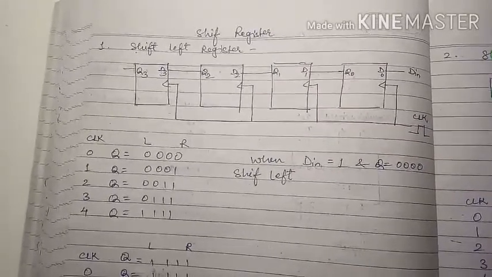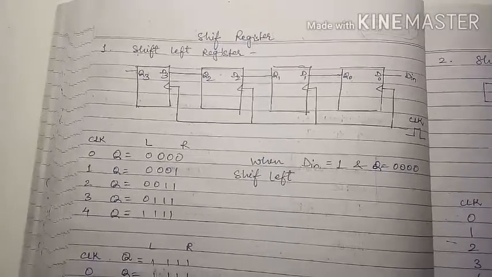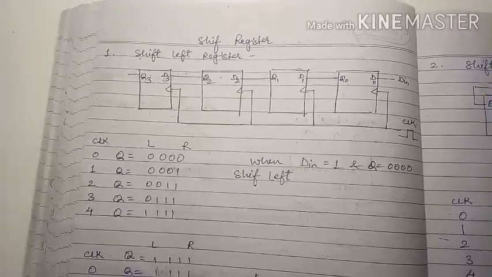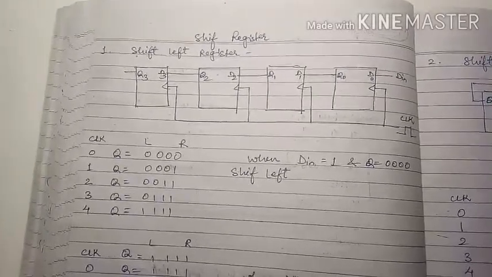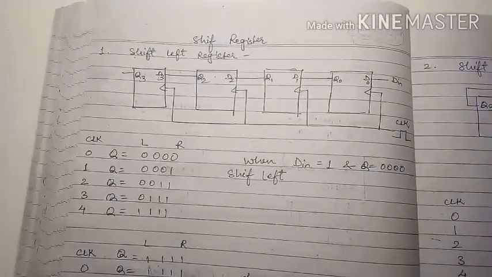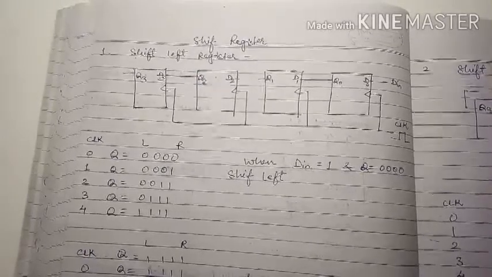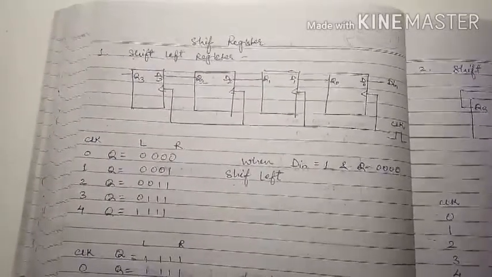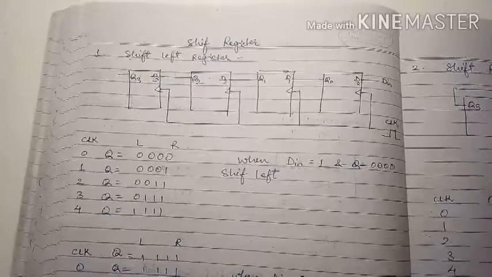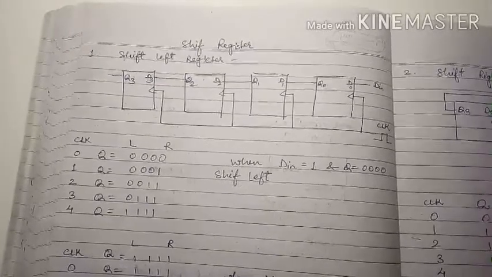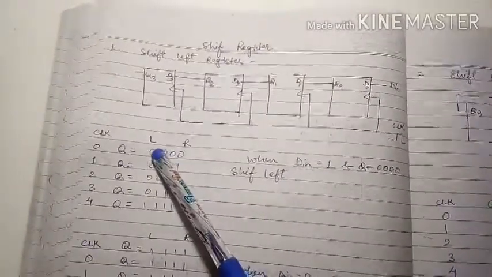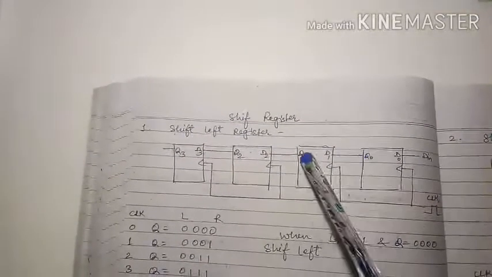So this D in sets up the first flip-flop, Q0 sets up the second flip-flop, Q1 sets the third flip-flop, and Q2 sets the fourth flip-flop. When the next positive clock edge strikes, the stored bits move one position to the left. As an example, D in is equal to 1 and Q is equal to 0 0 0 0. All the data inputs except the one on the right are zeros.